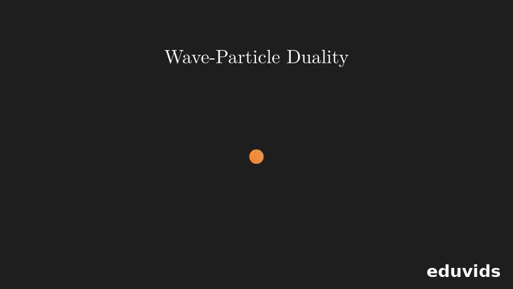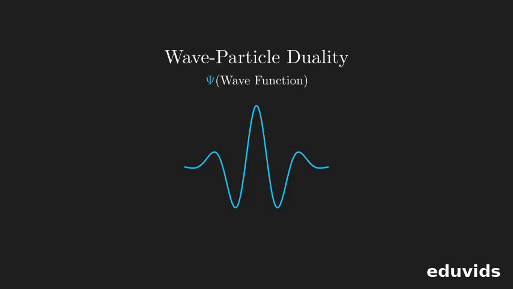However, in the quantum world, fundamental particles behave both as particles and as waves. This is the concept of wave-particle duality, where every electron has an associated wave nature. The particle's location is described by a probability wave, known as the wave function.